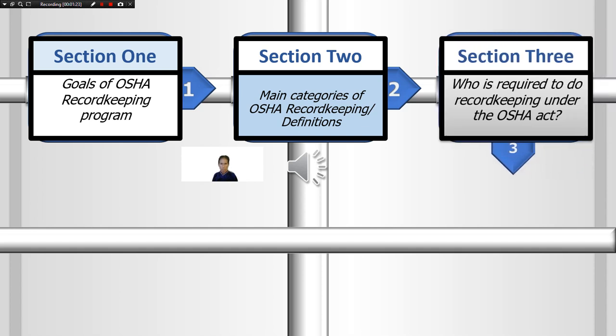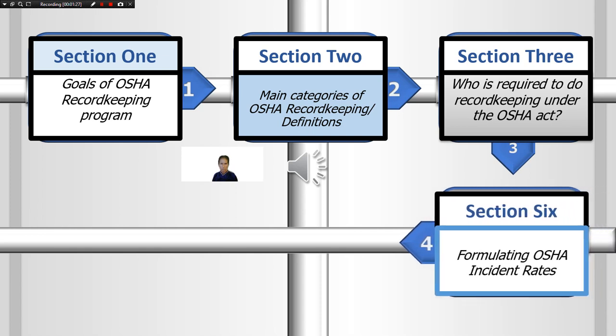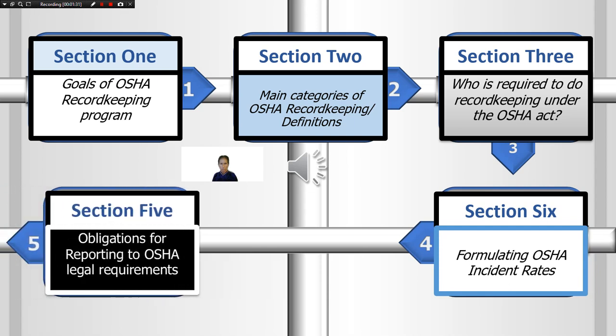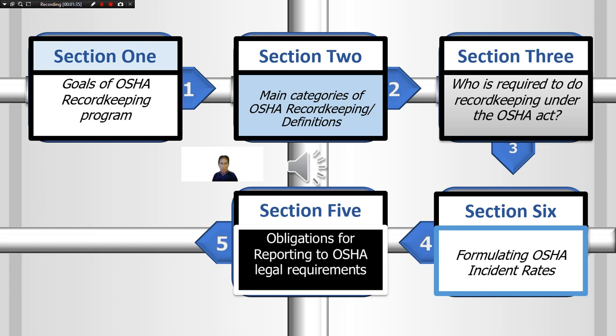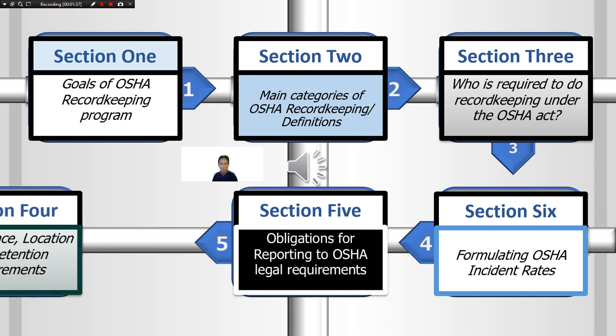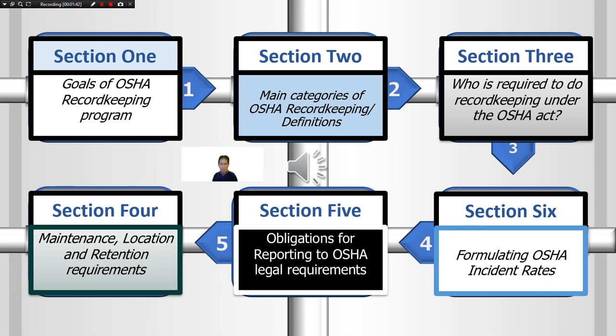Section 1, Goals of OSHA Record Keeping Program. Section 2, Main Categories of OSHA Record Keeping and Definitions. Section 3, Who is required to do record keeping. Section 4, Maintenance, Location and Retention Requirements. Section 5, OSHA Legal Requirements for Reporting. Section 6, Formulating OSHA Incidence Rates.